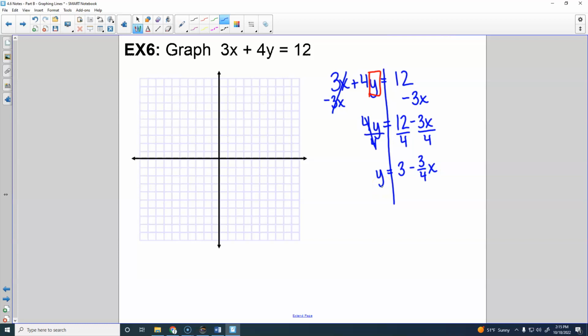So, Eddie, what's the y-intercept of that? Positive or negative? Positive 3, yes. And then slope, what is our slope? Good. So from this dot right here, what should I do?